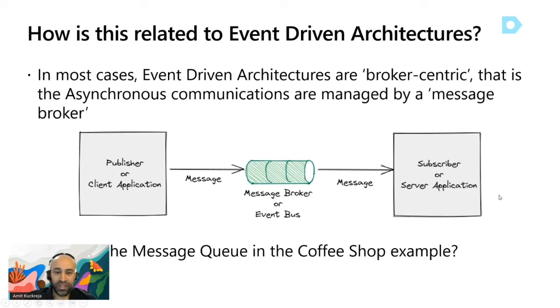Now, where is the message queue in the coffee shop example? If we think of the cashier as the client application and the barista as the server or subscriber here, the message queue is effectively that queue of coffee lids which document all the orders. So the flat white with soy, the long black, cappuccinos or whatever, that's the queue in this event-driven system.